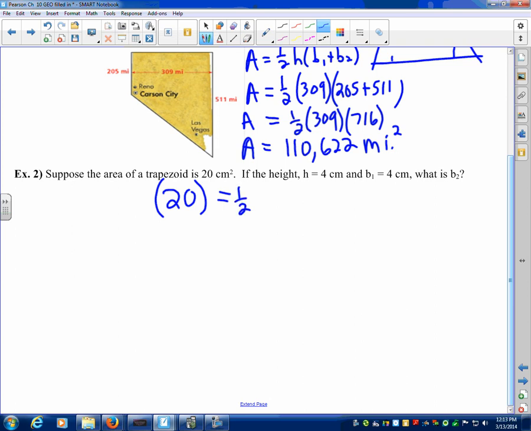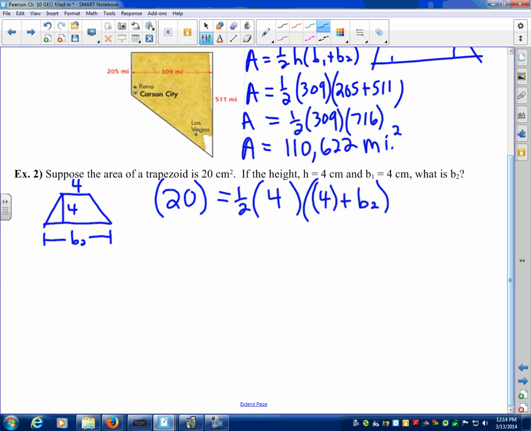1/2 is in the formula. Am I given the height? Looks like I am. Height is 4. And then I'm also given base 1, this base right here, as 4. So I'm going to put parentheses around the 4 as well. And then these are the parentheses that come in the formula. So I've plugged in everything I know, and the only variable I'm left with is B sub 2, the second base or the bottom base. So if I were to draw a picture here, I have this trapezoid with an area of 20. It's got a height of 4, it's got a base 1 of 4, and I'm going to find the second base.